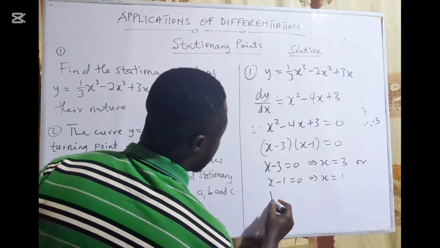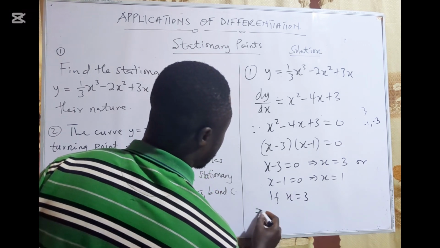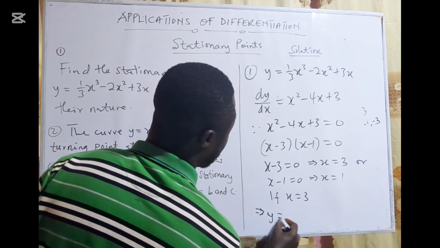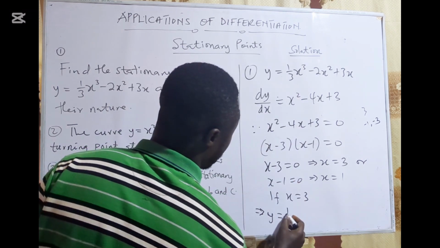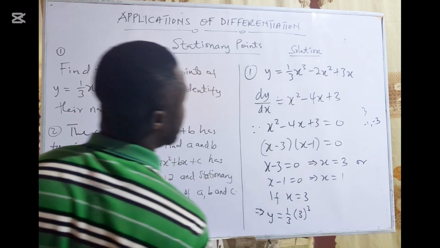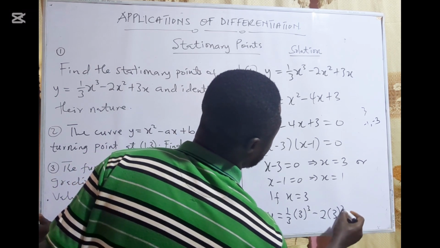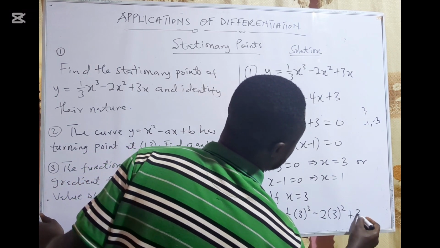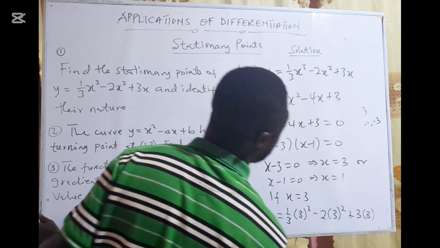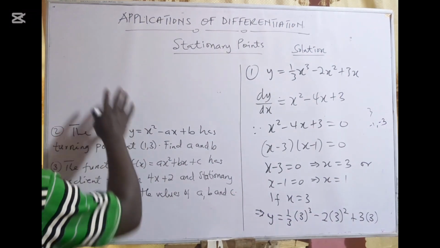So if x equals 3, then y is equal to 1 over 3 times 3 cubed, minus 2 times 3 squared, plus 3 multiplied by 3. So this is what we are going to have. Then we use the calculator. Alright, so let's continue.